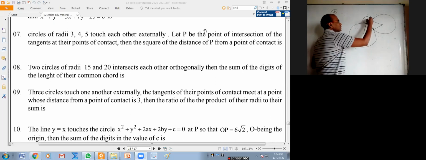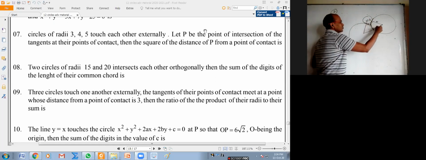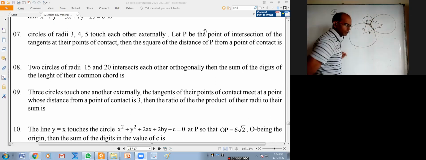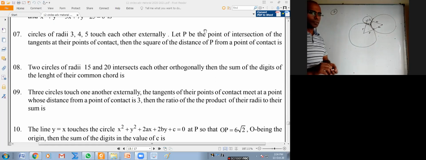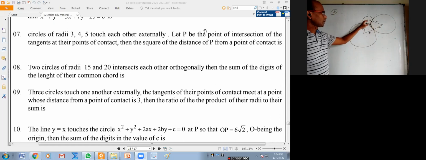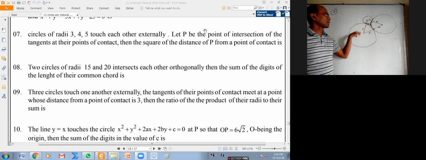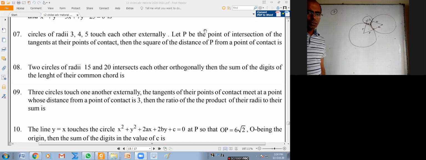So what is this radius? 3, 3, 4, 4, and 5, 5. It's like a properties of triangle question. There's a triangle with sides 7, 8 and 9. Find the inradius. You can use the formula r equal to delta by s.